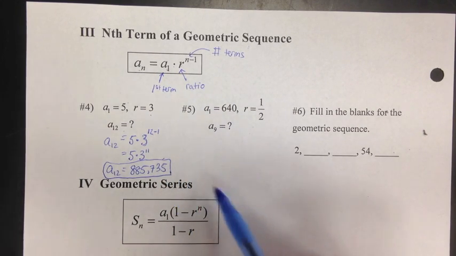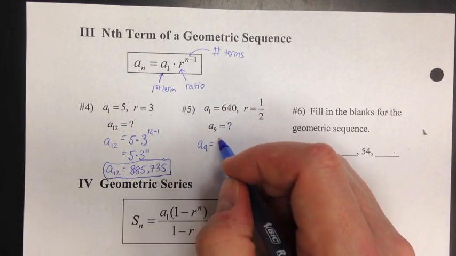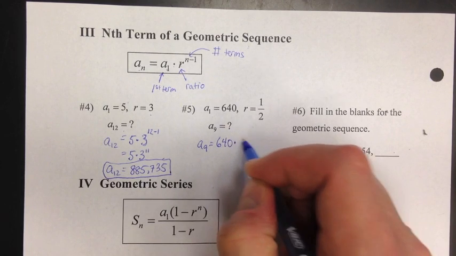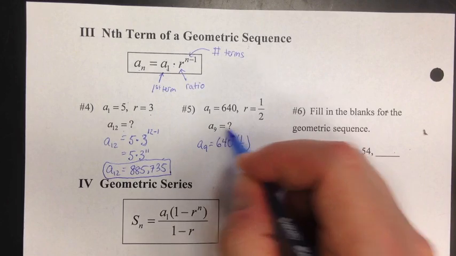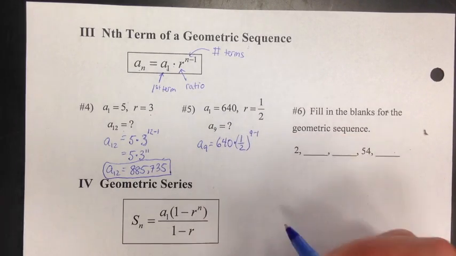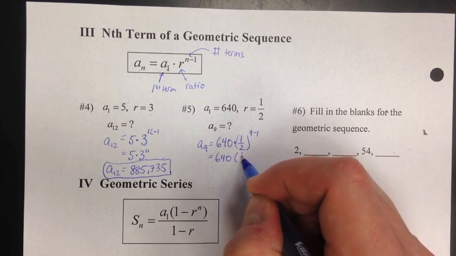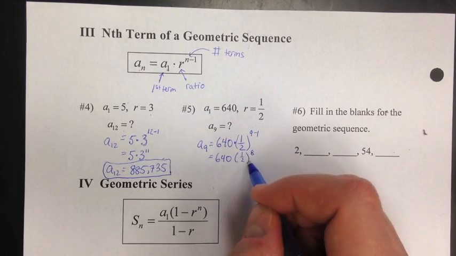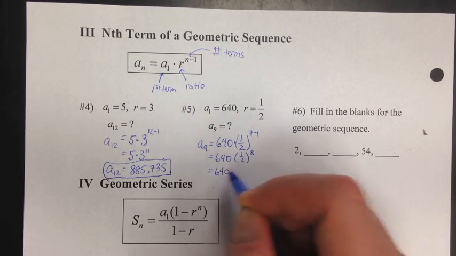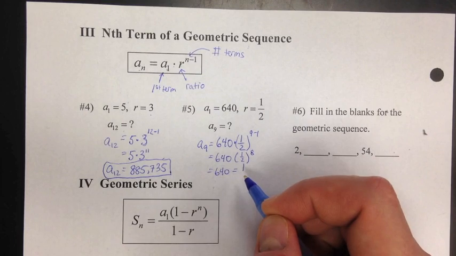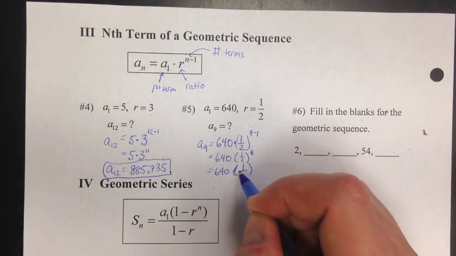Okay, let's do number 5, same thing. A sub 9 equals the first term, 640, times the ratio raised to the n minus 1. That would be 9 minus 1. So this is 640 times 1/2 to the 8th power. 1/2 raised to the 8th is going to be a fraction. That would be 1 over 256. So 640 times 1 over 256.